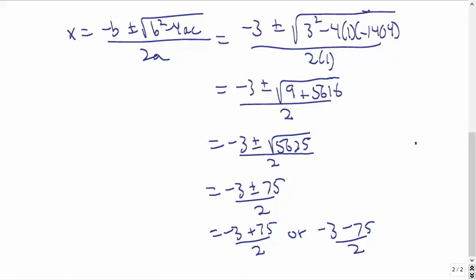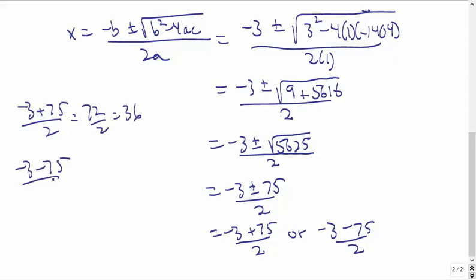Well, negative 3 plus 75 over 2, if we come over here, is equal to 72 over 2. That's 36. That's one solution. Negative 3 minus 75 over 2, that's equal to negative 78 over 2, which is negative 39. Remember, x is representing a rate of speed. How can we be driving a negative rate? Well, we can't. So our answer here is 36.